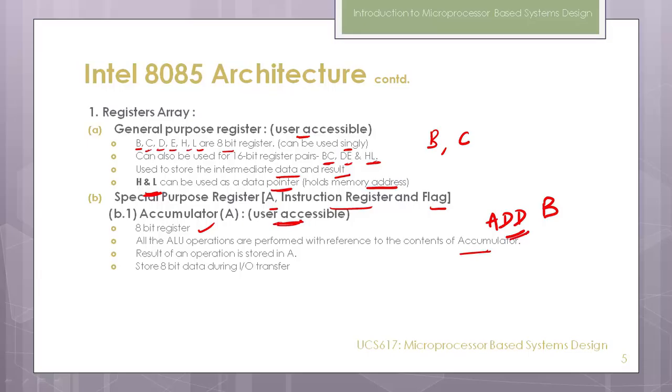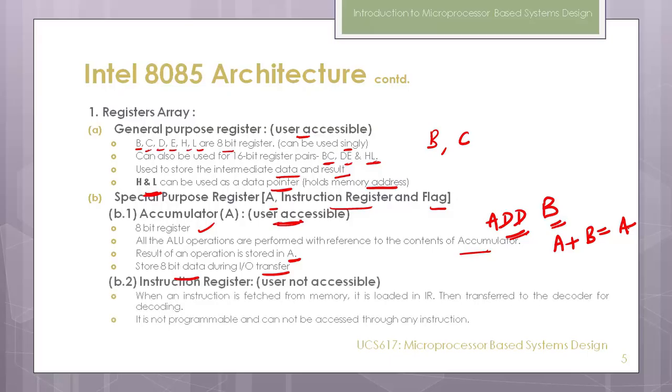ADD means it performs the addition. B means it performs the addition with the content of which register? The B register. So the first value is in the accumulator and the second value is in the B register, and ultimately the result will be stored in which register? The accumulator. So the result of an operation is stored in the accumulator. It also stores 8-bit data during input output transfer.